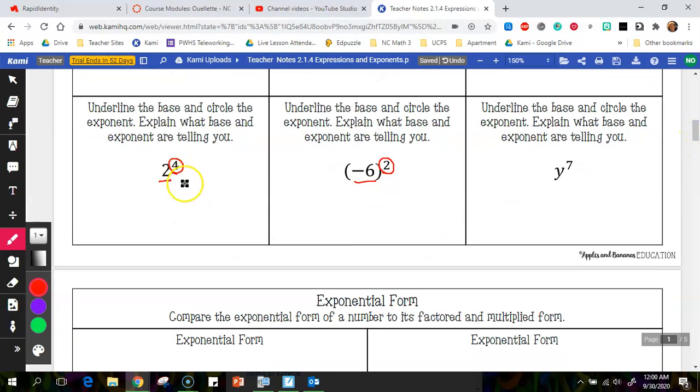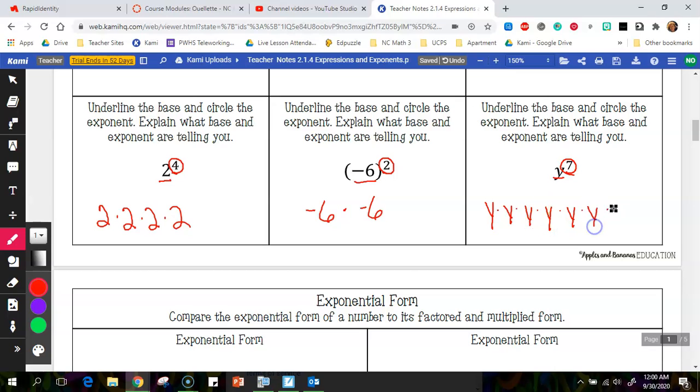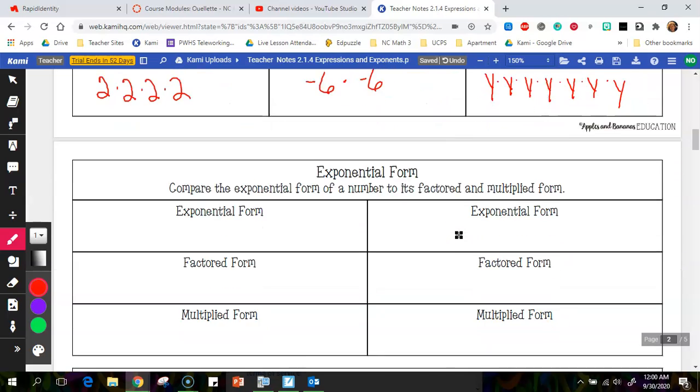So this one is telling me to multiply 2 times 2 times 2 times 2. This one is telling me to multiply -6 times -6. And then this is the base, this is the exponent. This would be y times itself. 7 times 1, 2, 3, 4, 5, 6, 7. And this is a much easier way to write it right here. Exponential form.